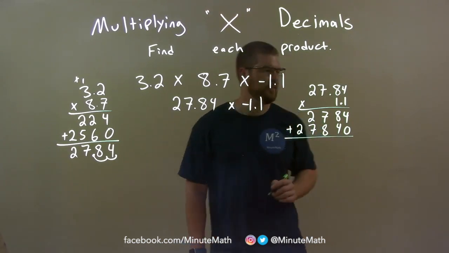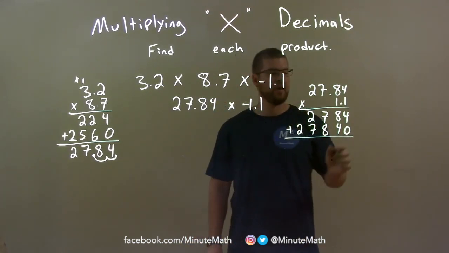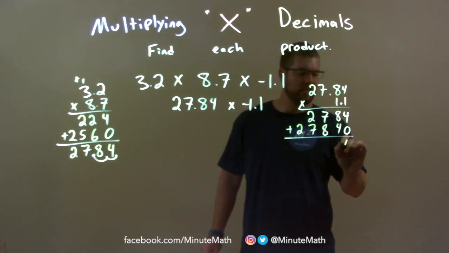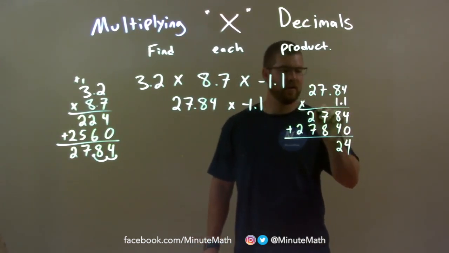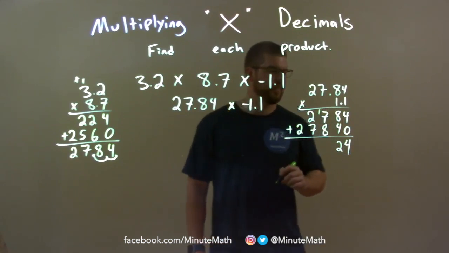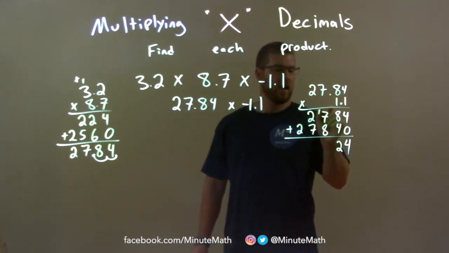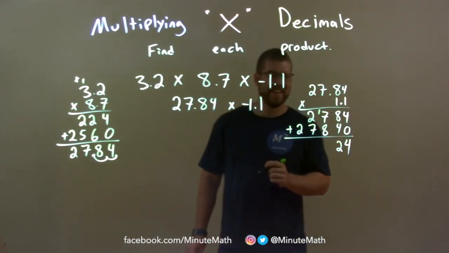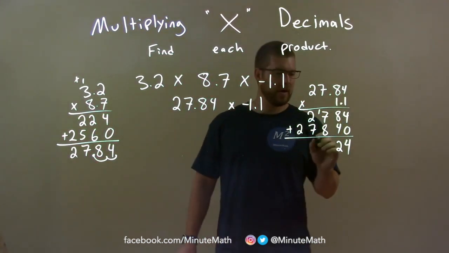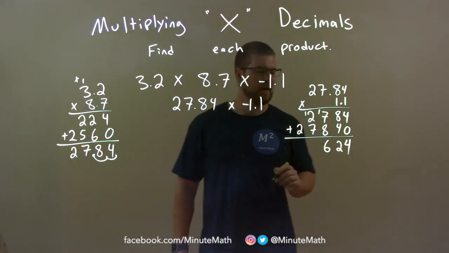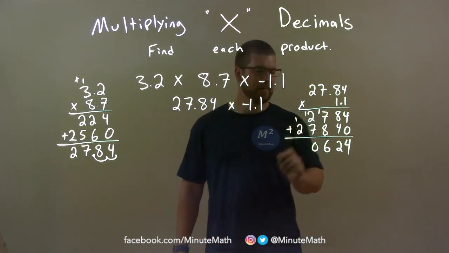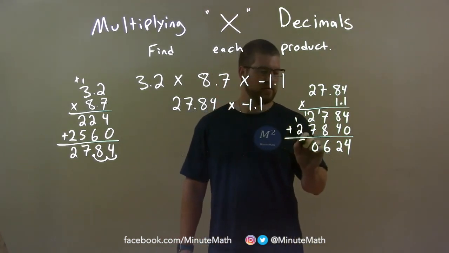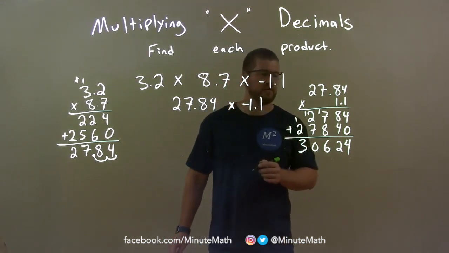Now we add these two numbers together. 4 plus 0 is a 4. 8 plus 4 is 12. 2, I'm sorry, you can hear the noise of my cat probably. 1, right there. 8 plus 7 is a 15, plus 1 is 16, 6 carry the 1. 1 plus 2 is 3, plus 7 is 10, so 0 carry the 1. And 1 plus 2 is 3. So we have 3, 0, 6, 2, 4.